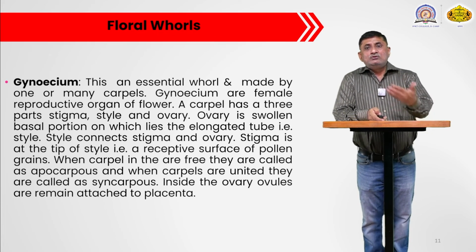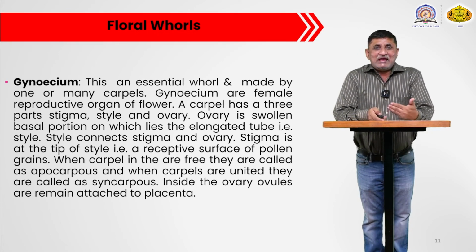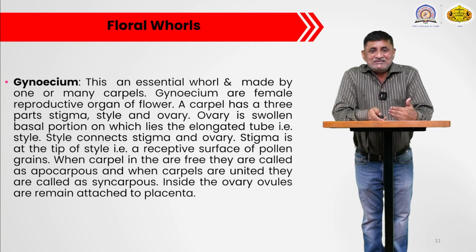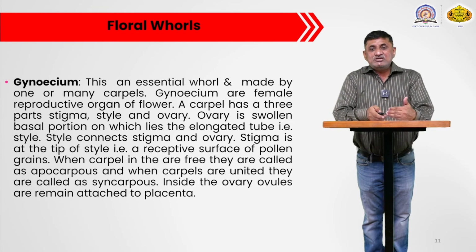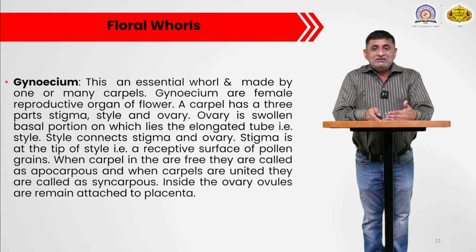Now we are going to see the last and innermost whorl of a flower, which is called the gynoecium. Like the stamen, this gynoecium is also an essential whorl. It is made by one or many carpels. Gynoecium is the female reproductive organ of a flower. Like a stamen, a carpel has three parts: stigma, style and ovary.